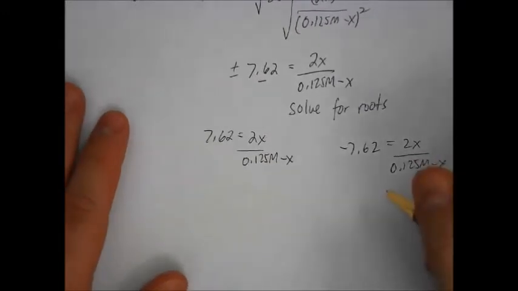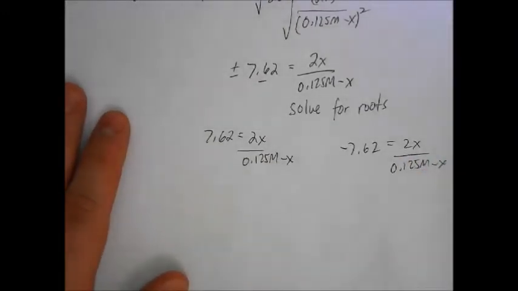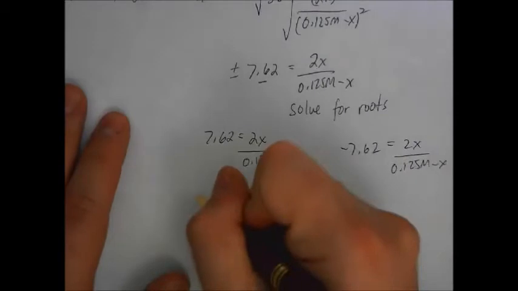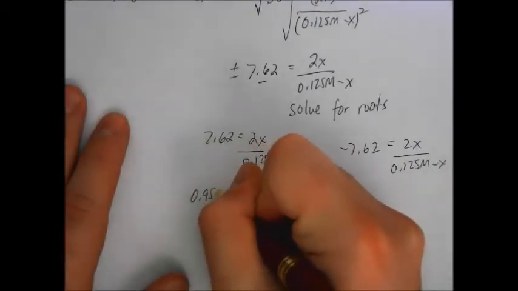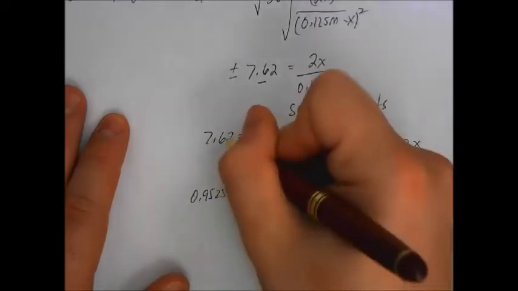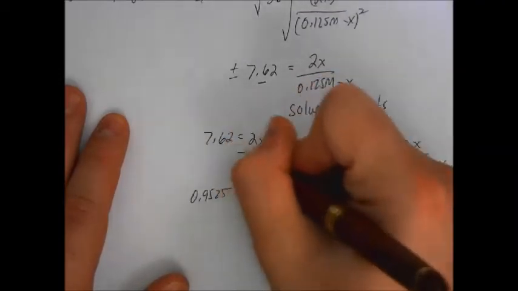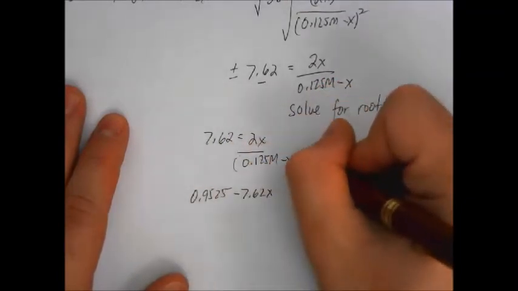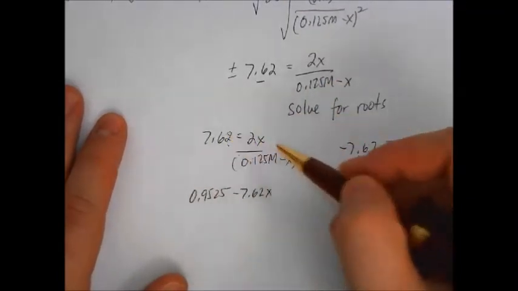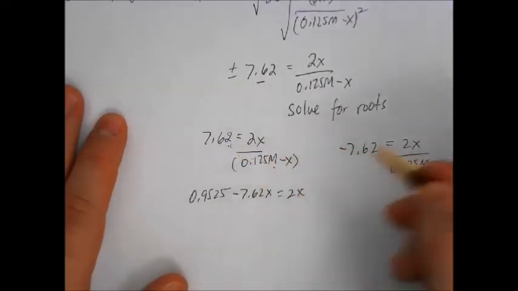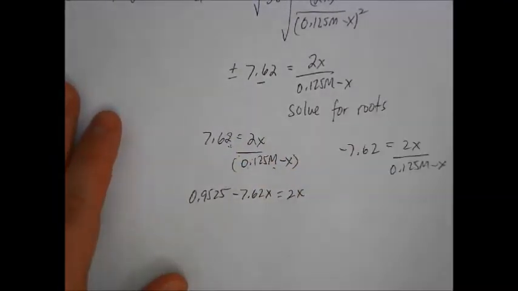So if you do some algebraic rearrangement, we can say, okay, 7.62 times 0.125, so we're going to get 0.9525 minus 7.62x. What I've done is I've just brought these two terms together and distributed 7.62 into here. So I've cross multiplied. So that's this term brought up is going to equal 2x. Okay, so that's that one.